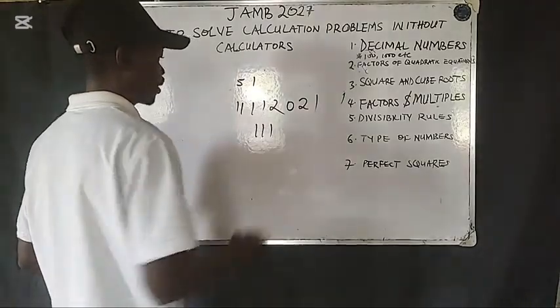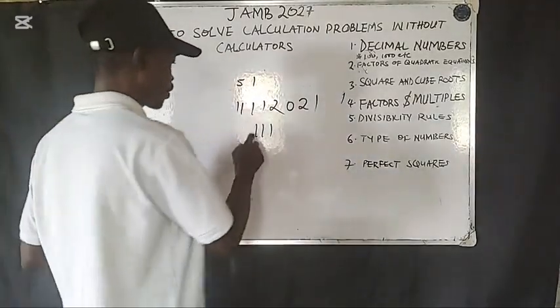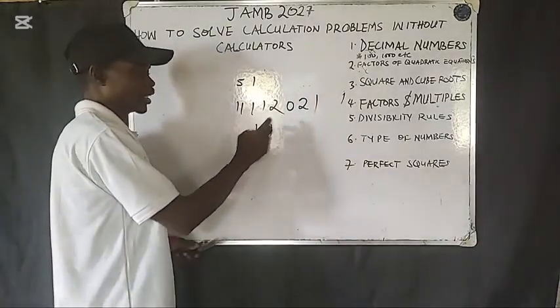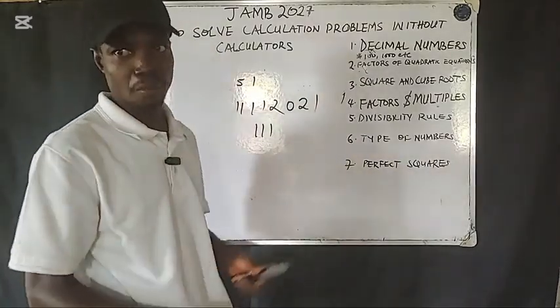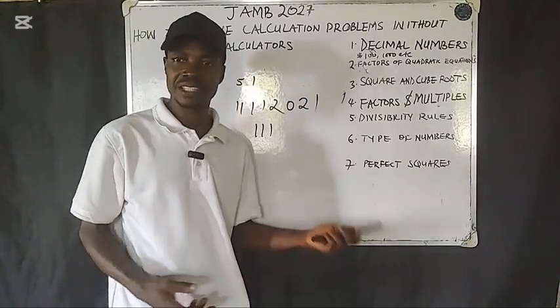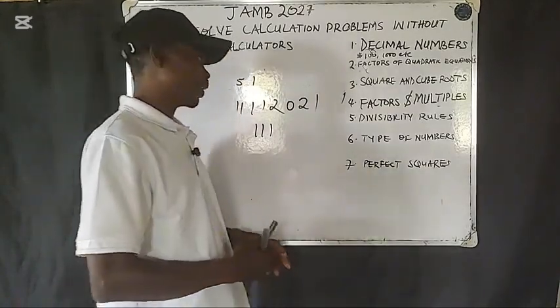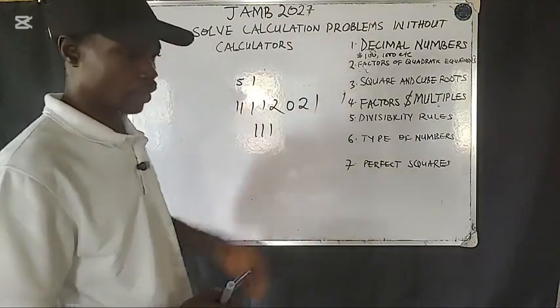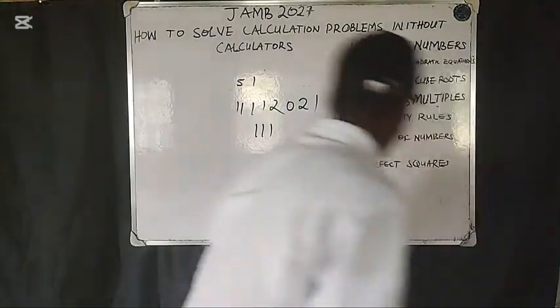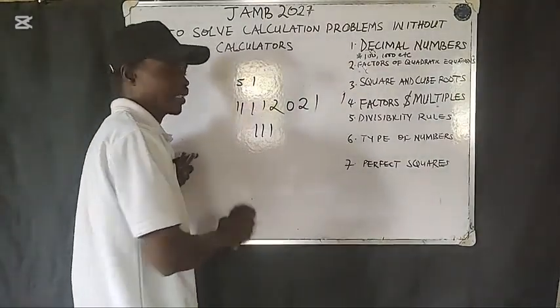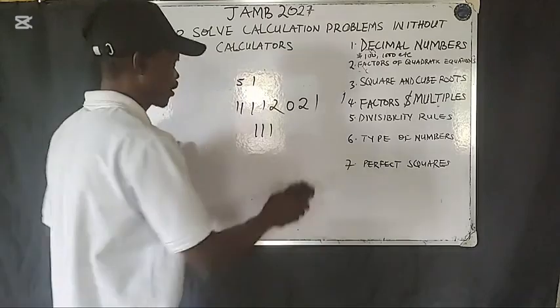Can 3 divide this number? Yes, because when you add the digits together, the sum is 3. The sum of all the digits is 3, and 3 can divide 3. So this is how to know when 3 can divide a number: when we sum all the digits of the number together, the result is divisible by 3.